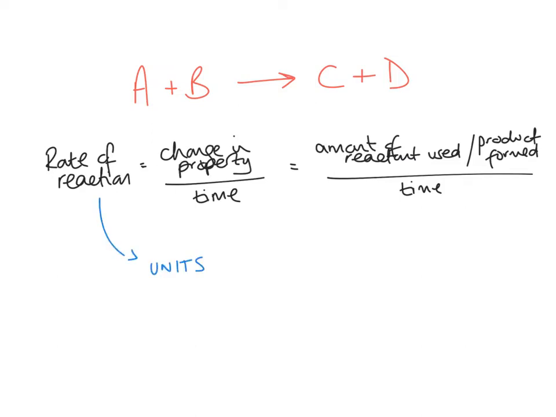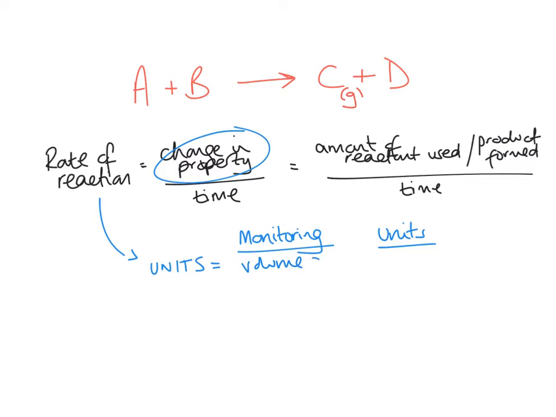The units of rate of reaction depend on the change in property that you have been monitoring. So if, for example, C is a gas as a product, then one thing that we could be monitoring is the volume of gas produced. And so the units would typically be centimetres cubed for the change in property, and imagine we are looking at this over time in seconds, so it'll be s⁻¹.